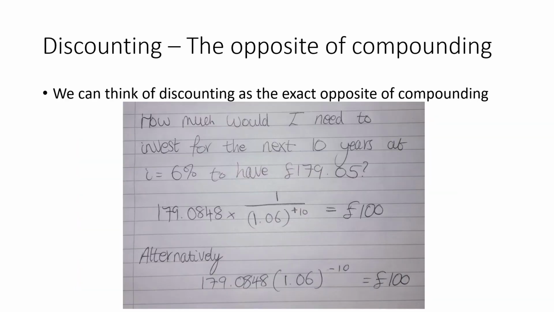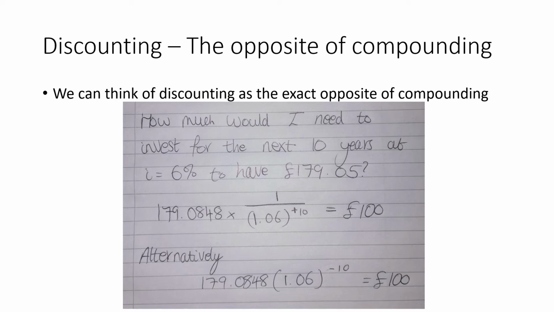So now, we move on to discounting. The first thing to say is that discounting is the opposite of compounding. It's literally just the exact opposite. For example, the little screenshot I've got of a calculation I did on paper before says: how much would I need to invest for the next 10 years, at an interest rate of 6%, to have £179.05, which is what we found on the previous slide?